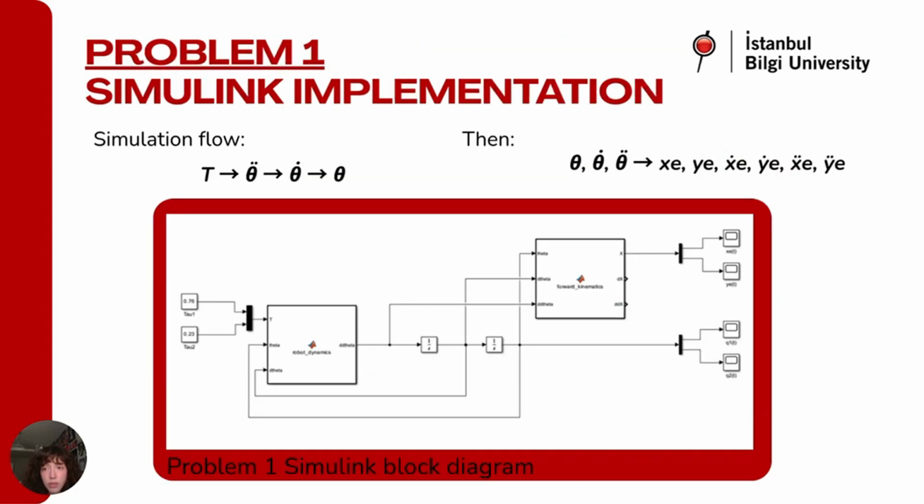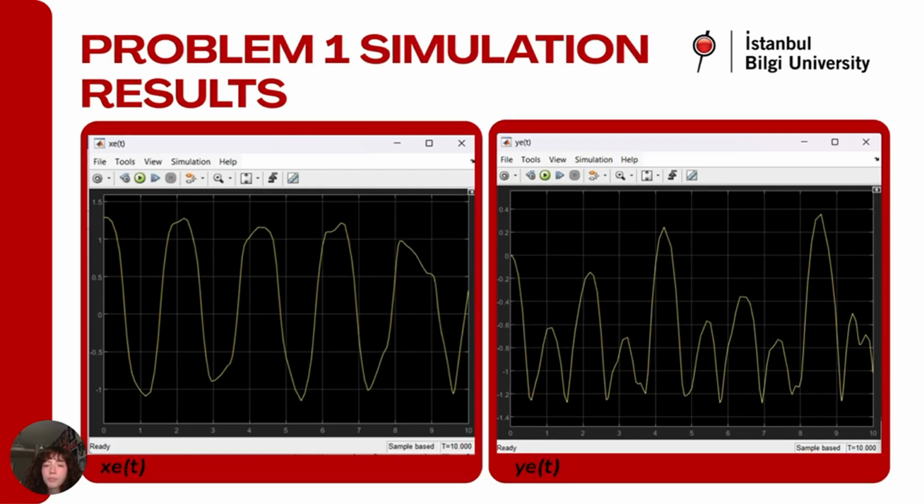This is the Simulink structure for problem 1. The torque input goes into the dynamics block. Then we obtain acceleration, velocity, and position. After that, forward kinematics and Jacobian blocks are used to calculate the Cartesian outputs. With this structure, we get all required outputs for the first problem.